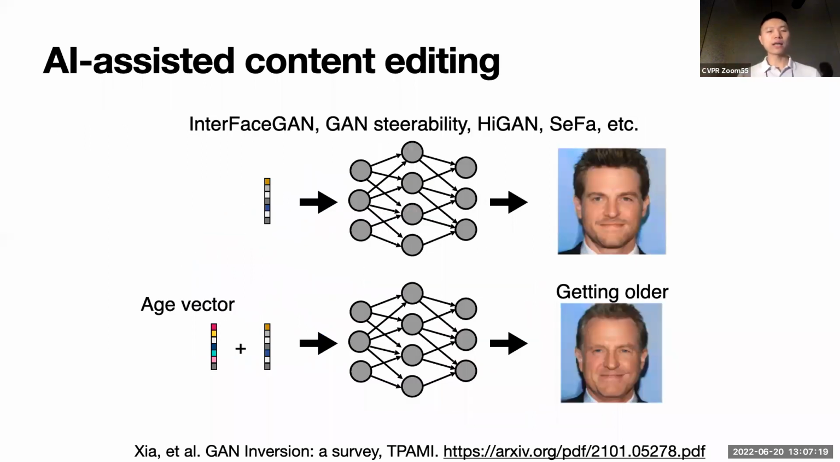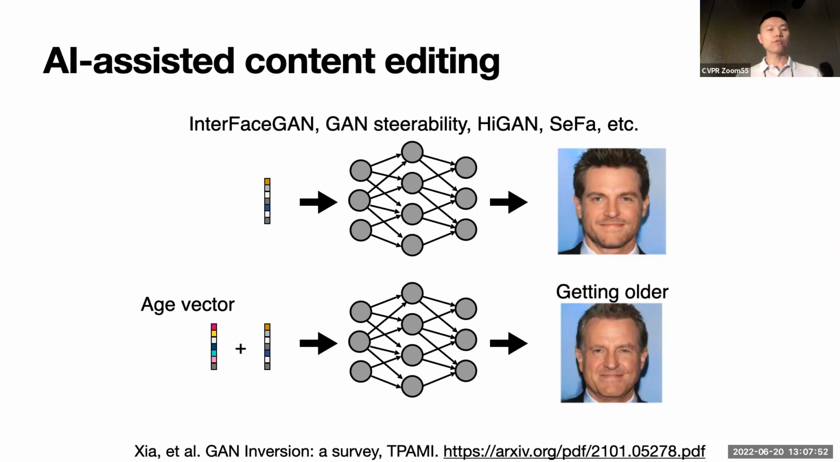Then we can change the attributes of the output. We want humans to be able to change certain attributes. So people developed different methods such as InterFaceGAN, GAN steerability, HiGAN and others. These are different methods for this kind of latent manipulation. Basically, they discover latent boundaries corresponding to a certain human-understandable concept. Then we can add those vectors on top of the original latent vector, and then we can edit the attributes we want.